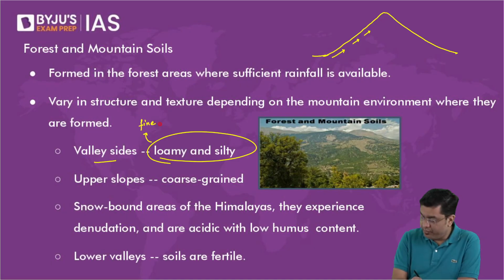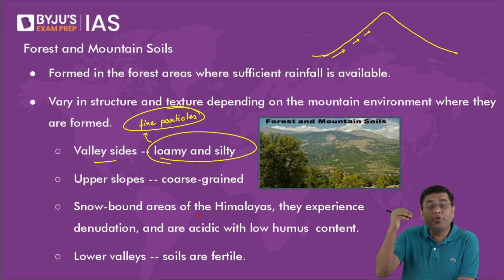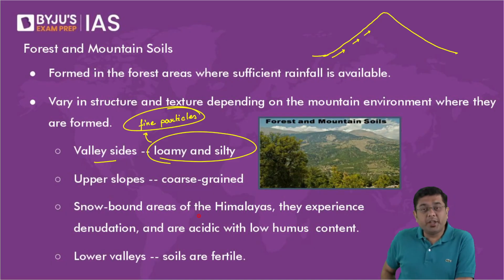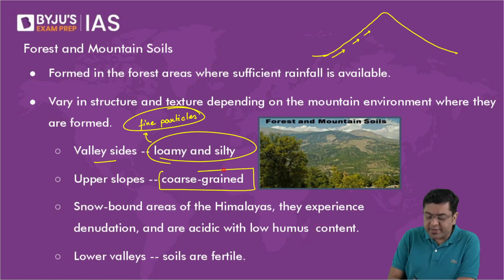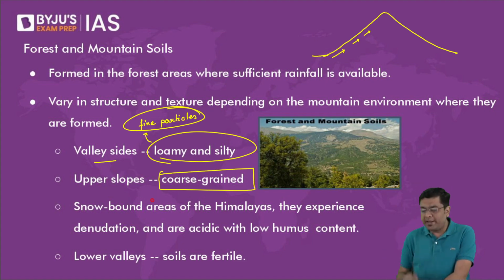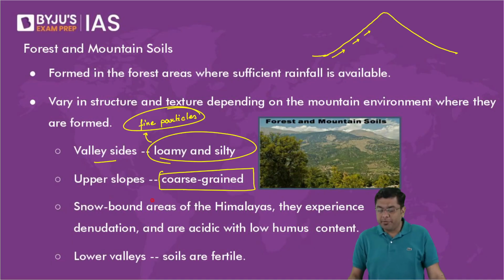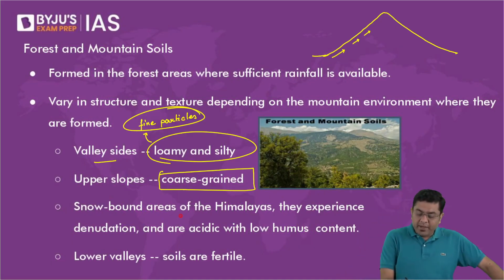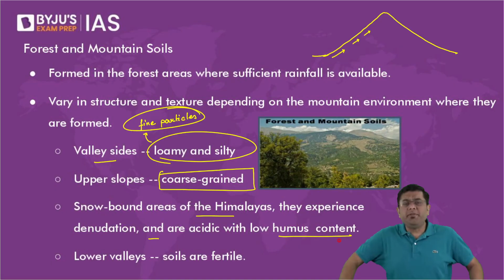Fine particles are prevalent. Then in the upper slope, as you go higher up, the rate of degradation, the rate of weathering reduces. So that is where you find the coarse grained soil in existence. The larger grained soil in existence, that is what you find in the case of the upper slope. The snow-bound areas of the Himalayas also experience denudation or degradation. And here, obviously, the humus content in upper reaches will be very less because vegetation is almost absent. Organic matter, organic components are almost absent.